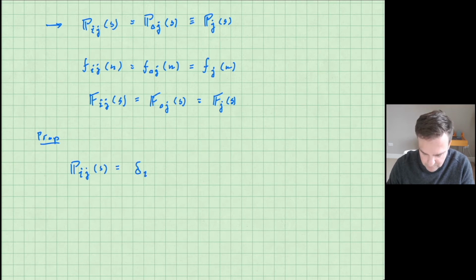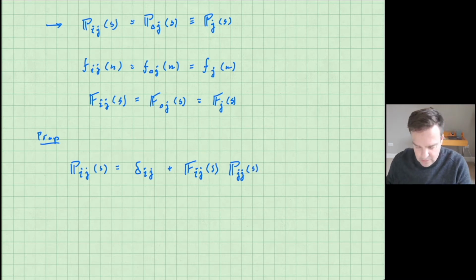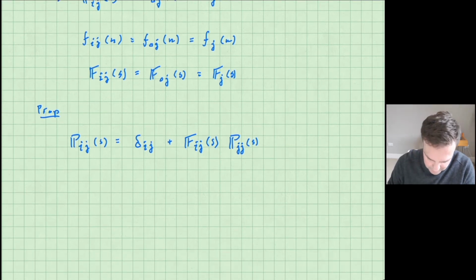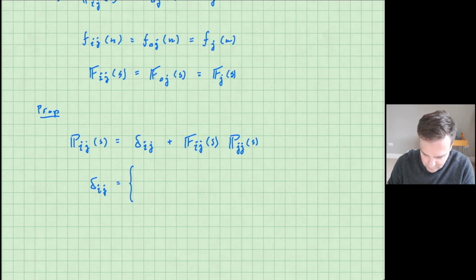So there's a Kronecker delta, which is either 0 or 1. I'll define that in just a second in case you haven't seen it before. And then plus fij of s times pjj of s. So that's the proposition. Oh, and I forgot I was going to tell you what this is. In case you've not seen it before, this is used a lot, the Kronecker delta. It's sort of like the identity matrix, except it doesn't have any boundaries. It's 1 if i and j are the same, and it's 0 otherwise.